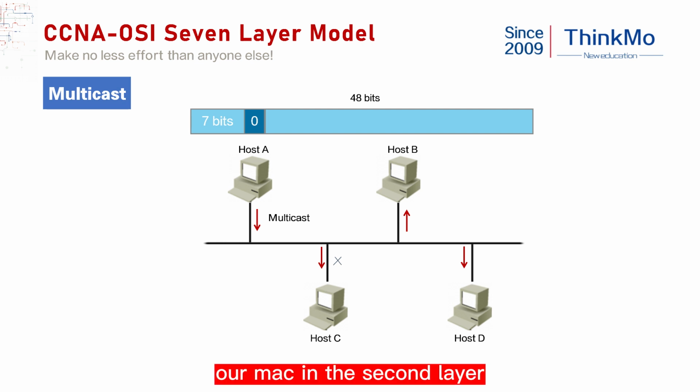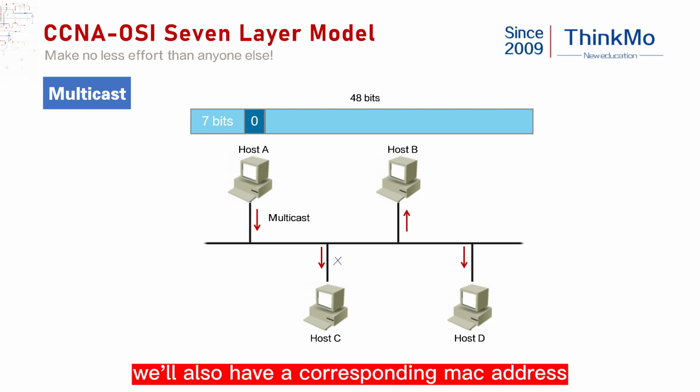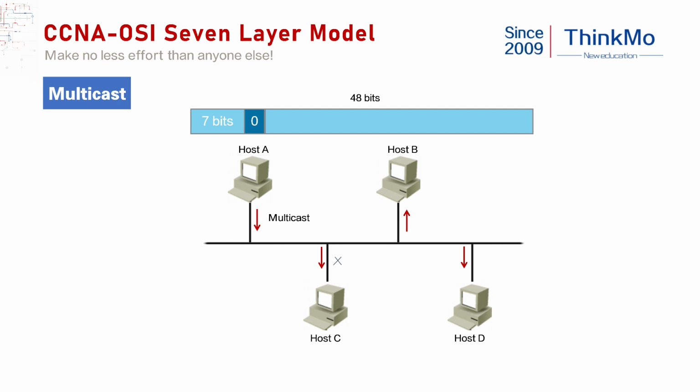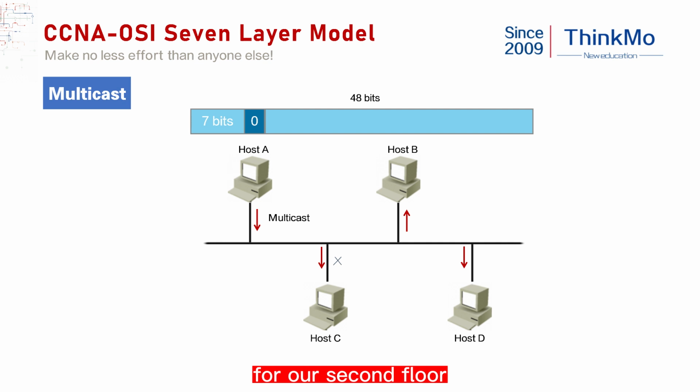A multicast address such as 224.0.0.5. Our MAC in the second layer will also have a corresponding MAC address. If you are interested, you can check it out in private. But I usually remember it at layer 3. For our second layer, what does such a multicast mean?